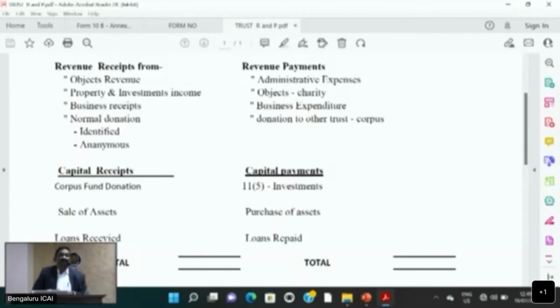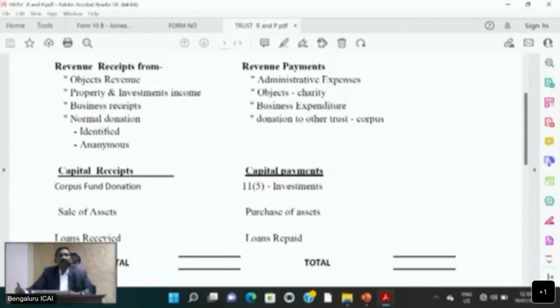Second part, yours is also education. You are struggling to get the computers. For buying your computers, for constructing your building, I am donating. It is known as corpus fund donation, not allowable. It is not application. Difference is there. So what sort of donation you are giving to other institutions, though they must have similar objects like you, you must identify it in the receipts and payments account, you try to classify them.